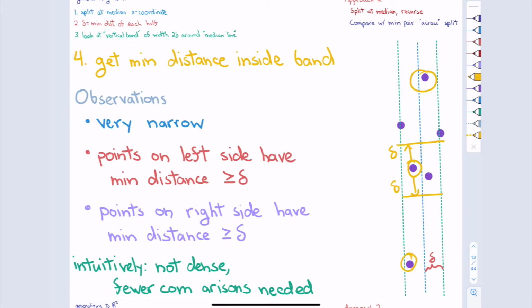Okay, so what we're kind of doing is that for each point, we're going to only focus on that delta width or 2 delta width square around it. Okay. And we're going to argue that that square is not very dense. It doesn't have to compare itself to that many points. In fact, we'll show that it only has to be compared to like 10 other points or something like that. Okay.